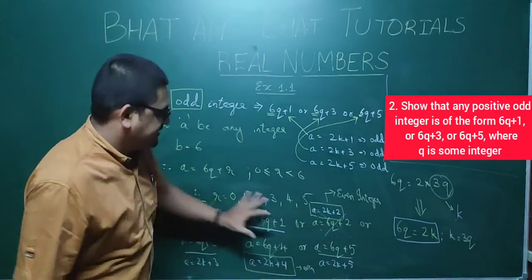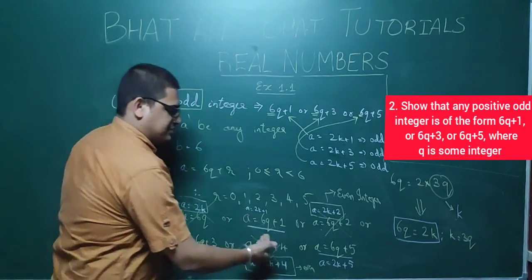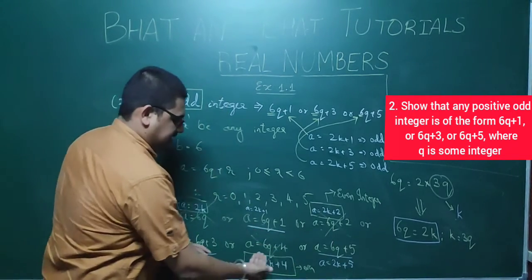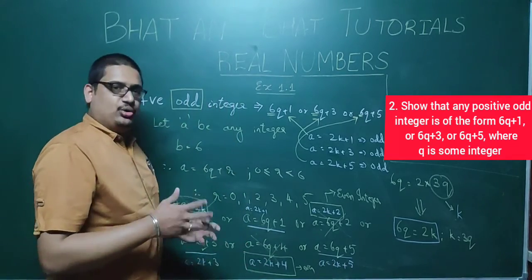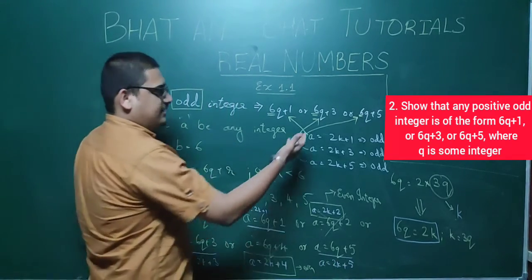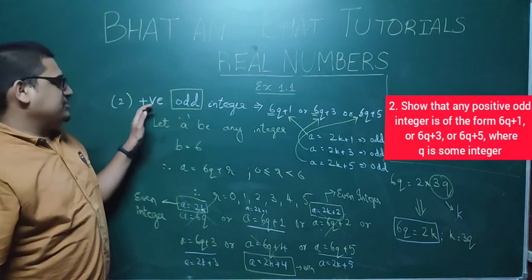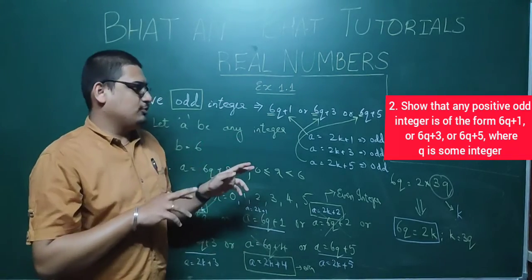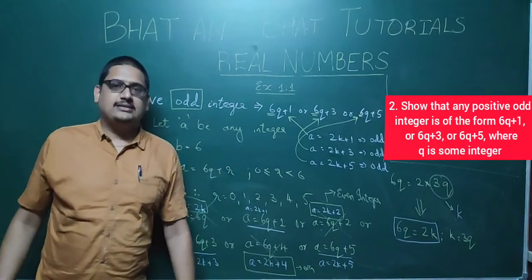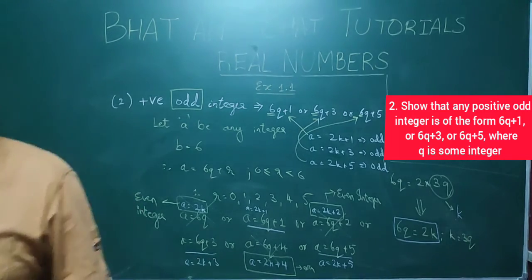So of the 6 representations I got, a is equal to 6q, 6q plus 1, 6q plus 2, 6q plus 3, 6q plus 4, 6q plus 5, I have eliminated 3 which do not satisfy the condition, and I am left with these 3. Therefore, we can say any positive odd integer can be represented in the form of 6q plus 1 or 6q plus 3 or 6q plus 5. I hope this is clear. Please note down.